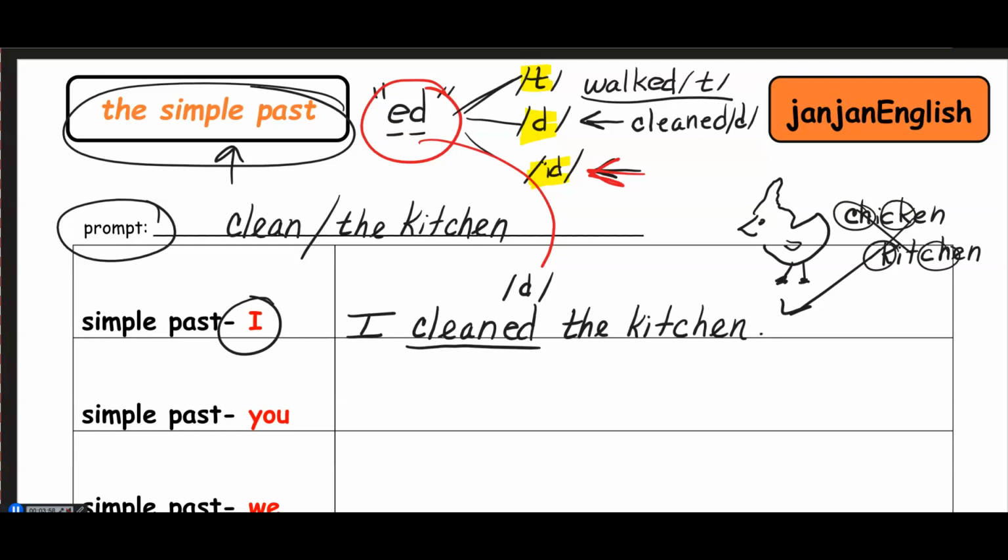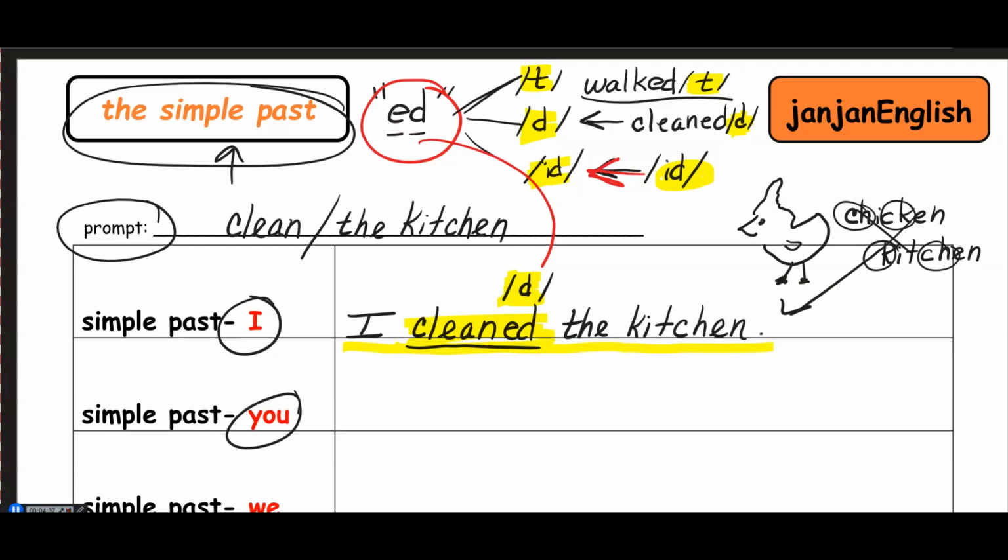Usually, the ed says t or d, and sometimes says id. Okay? That will be in the next past tense lesson. But for now, let's focus on the d sound. How do we say it? Cleaned, cleaned, cleaned. I cleaned the kitchen. Cleaned.